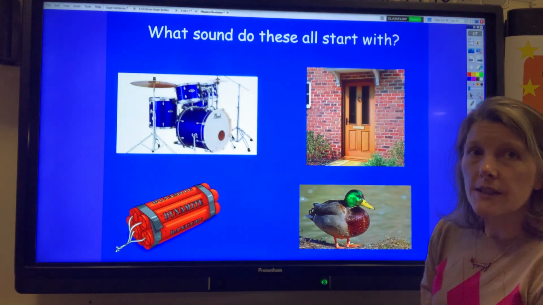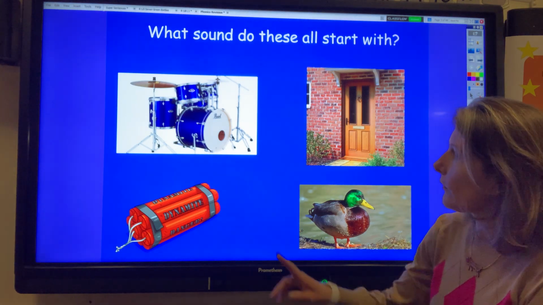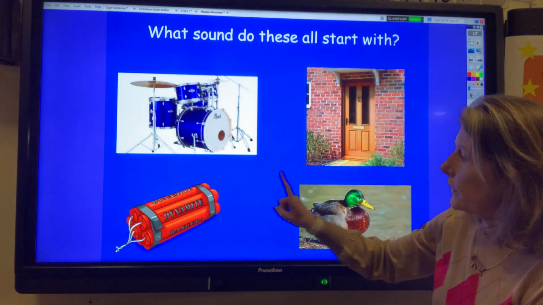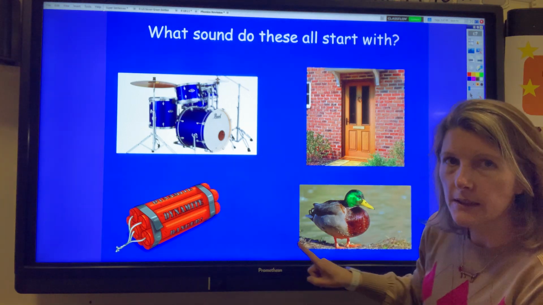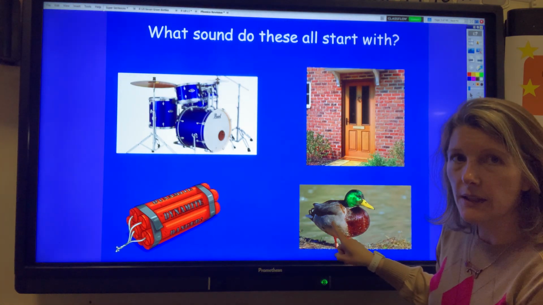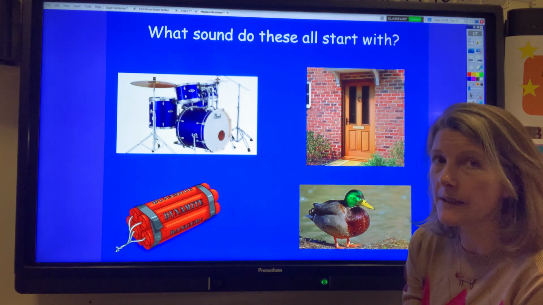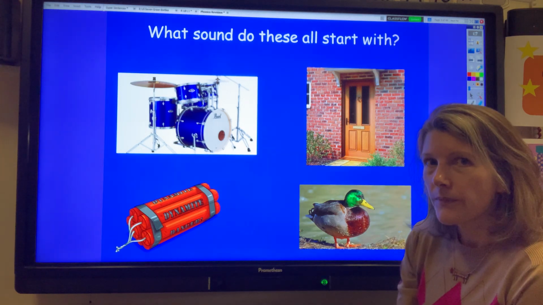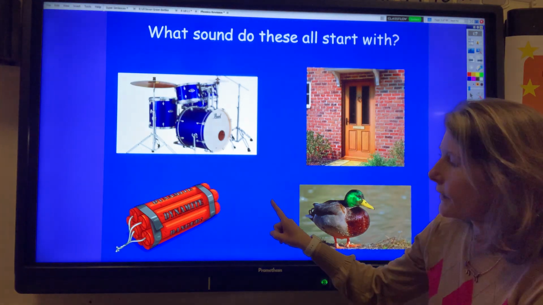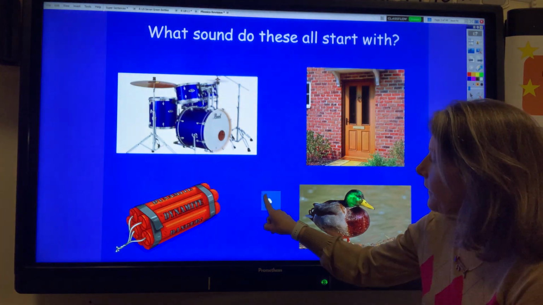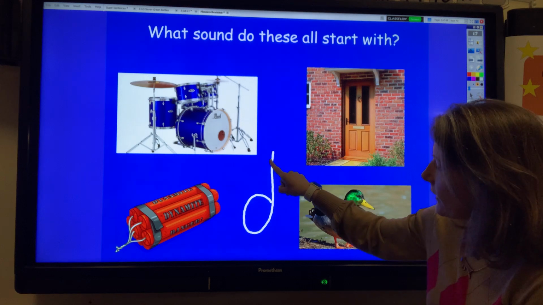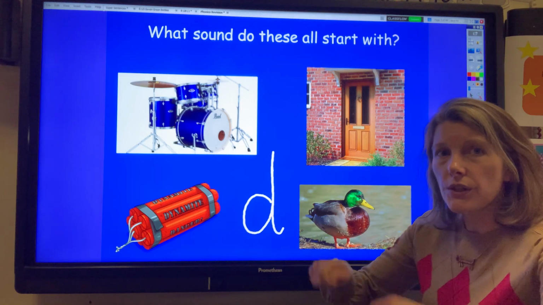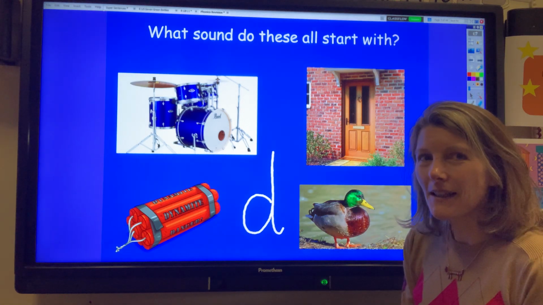Okay, let's have a look at the next one. We've got 4 pictures this time, so let's say them together. We've got some drums, we've got a door, we've got some dynamite, and we've got a duck. Now be careful when you write down this grapheme, please, because it's one that sometimes is a little bit tricky. Okay, so let's give it a try. Are you ready? So the grapheme you should have written is a D, and that represents the phoneme D, D, D, D, D. Well done if you got that correct.